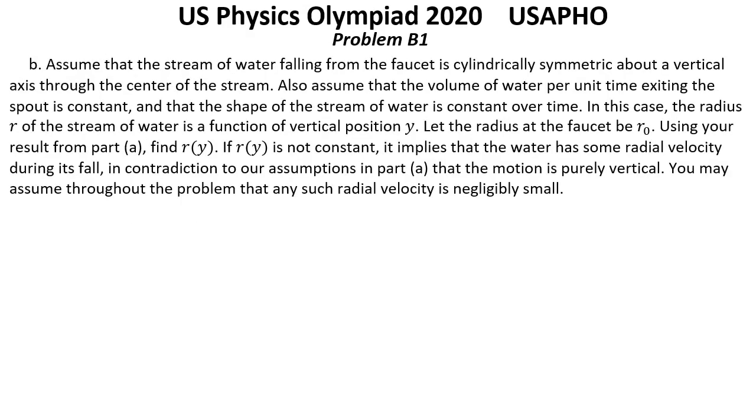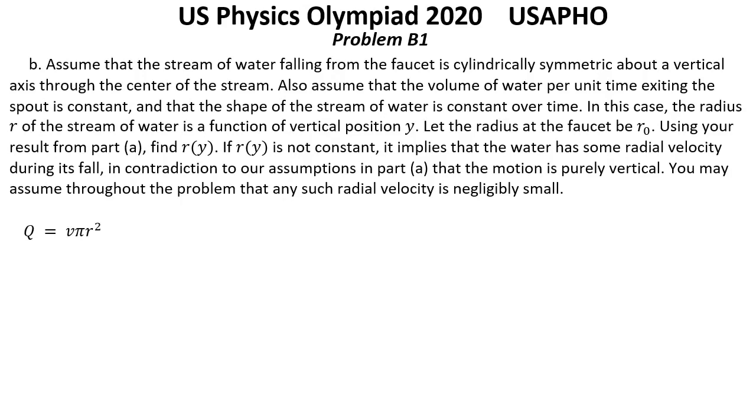Solution for question B. The same volume of water must fall through any horizontal cross-section of the stream each second, because water doesn't disappear during its fall and its density is constant. That volume per unit time Q is the cross-sectional area of the stream multiplied by the speed of the water in the vertical direction, which gives us the equation Q equals v π r².